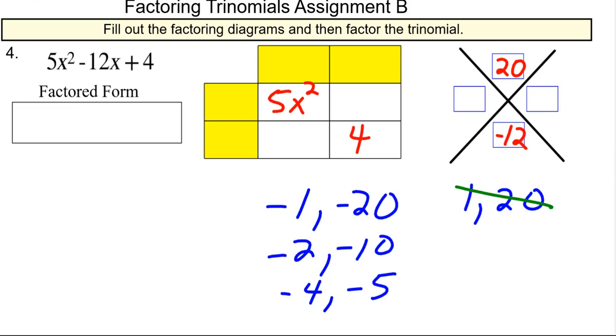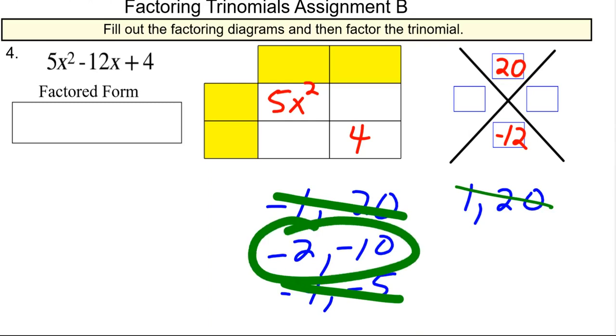If we look at these numbers carefully, we can see that -2 plus -10 is -12. So we will put -2 and -10 here. And in this diagram, we put -2x and -10x. Now, keep in mind, we can switch these. That doesn't matter.